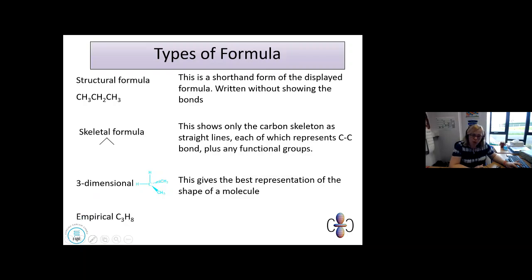Okay, or empirical, the final one I want to cover with you, which is very similar to the molecular and sometimes it's exactly the molecular. But if the molecular formula can be broken down into a shorter or smaller ratio, then that is classified as the empirical. So it's the simplest or lowest ratio of the atoms within any molecule.